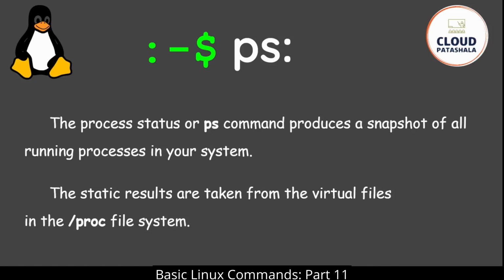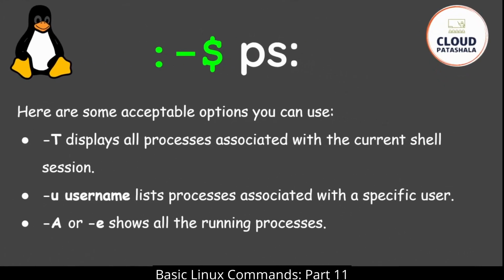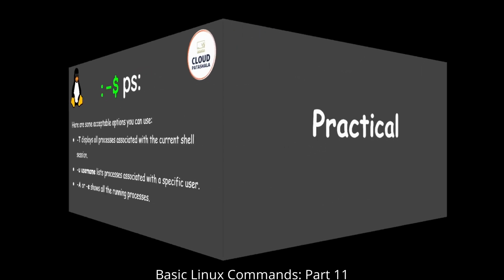The process status, or ps, command produces a snapshot of all the running processes in your system. The static results are taken from a virtual file in the /proc file system. Executing the ps command without an option or argument will list the running processes in the shell along with the PID, the TTY, that is the type of terminal, the running time, and the command which was used to launch the process. Some of the acceptable options that can be used are -t, -u, and -a. We obviously would be using some other flags.